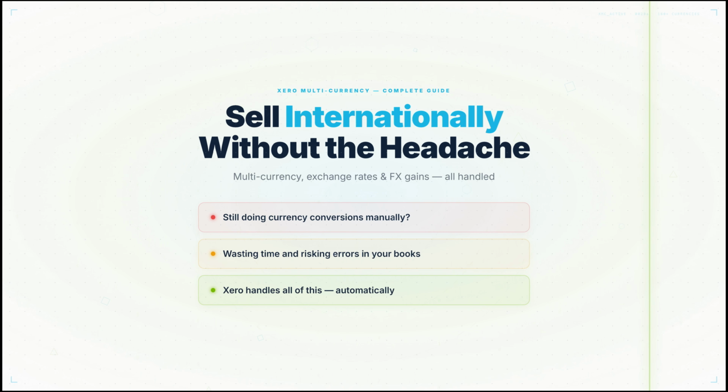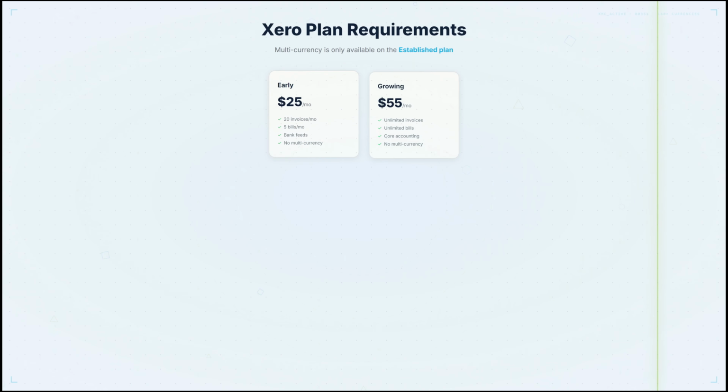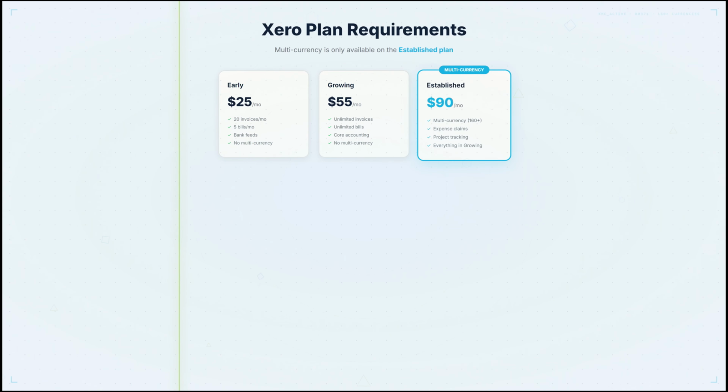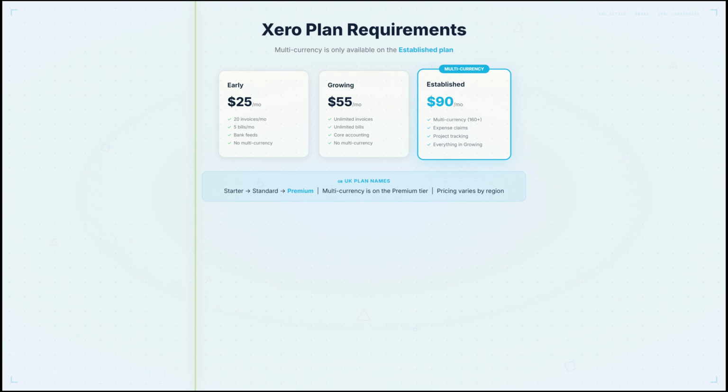Let's get into it. Quick note before we start. Multi-currency in Xero is only available on the established plan, which is $90 per month in the US. The early plan at $25 per month and the growing plan at $55 per month do not include multi-currency. So if you're on one of those, you'll need to upgrade first. Note, UK plan names are Starter, Standard, Premium. Multi-currency is on the Premium tier.